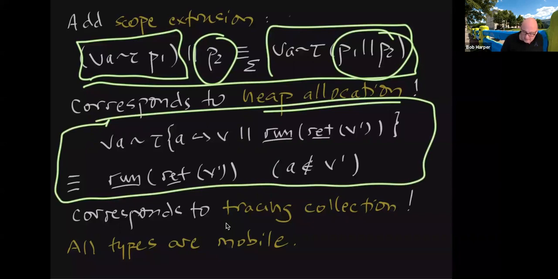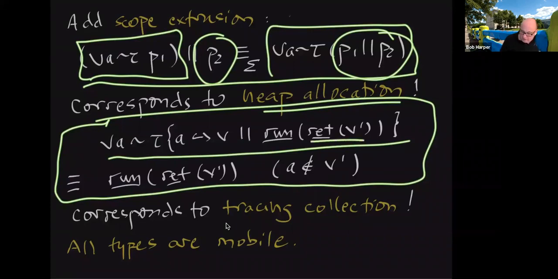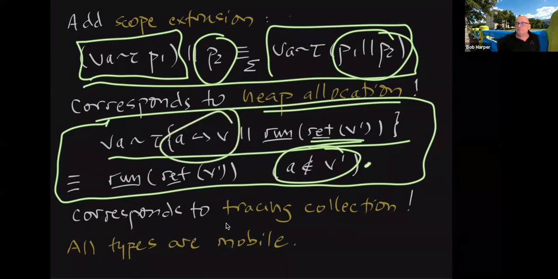I can take a state that looks like this and erase it, making it structurally congruent to just run of red of V prime, which is the body here, provided A does not occur in V prime. That looks familiar? That's called a tracing garbage collector. Because A being a free assignable in V prime is what you check when you do the tracing phase of garbage collection. You're tracing down all the pointers, as they're usually called. You're chasing down the assignables that people depend on. And you say, if V doesn't depend on it, then I can get rid of it.